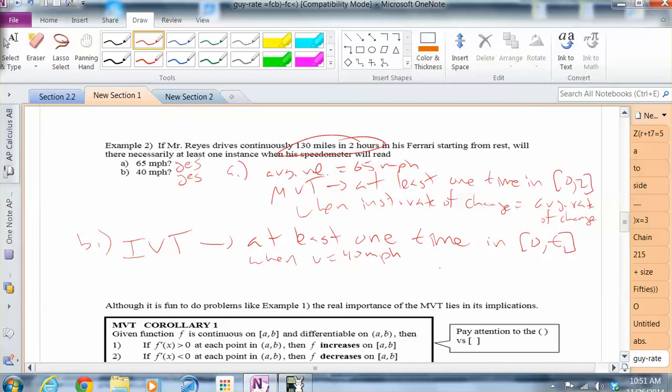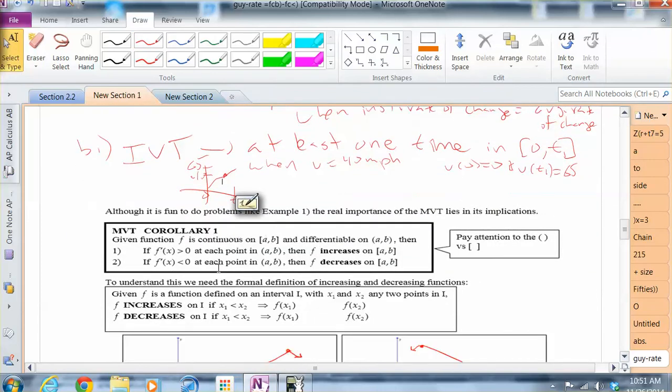And if we say the velocity at 0 is 0, and the velocity at t1 is 65, because we do know he's going to hit at least 65 miles per hour, right? And if we try to draw a quick graph, maybe something like this. Here's t1, here's 65, and here's 0. Of course, we hit 40 somewhere in the middle, according to IVT, as long as we have a continuous function. So that's what happens with that one.